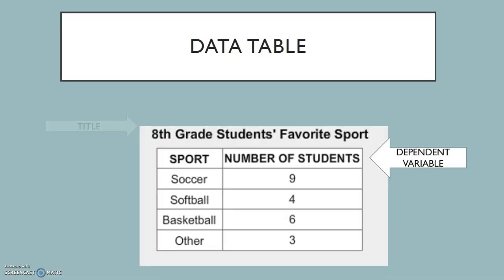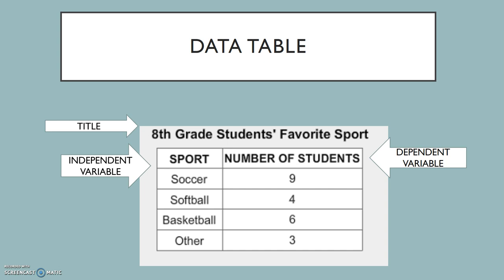So in each data table, there are a couple of things you want to make sure to include. The first is the title. The title should be specific enough that someone looking at the data table knows exactly what the data is that you collected from your experiment. So for this example, the data here is about 8th grade students' favorite sports.